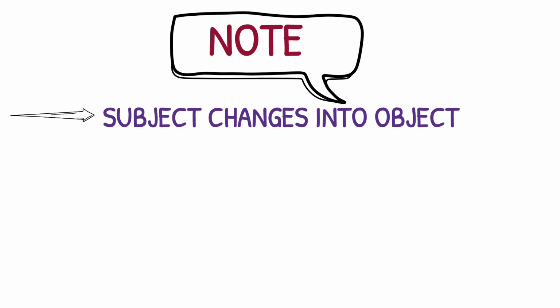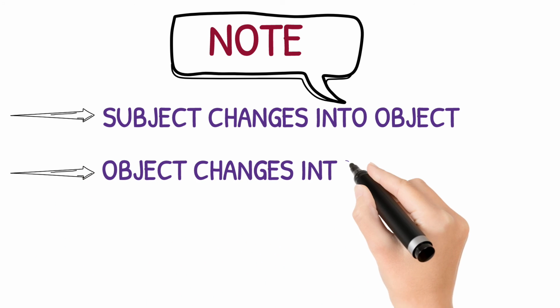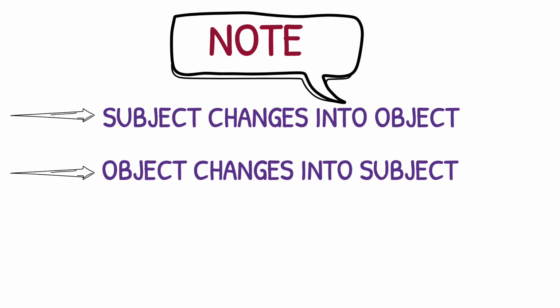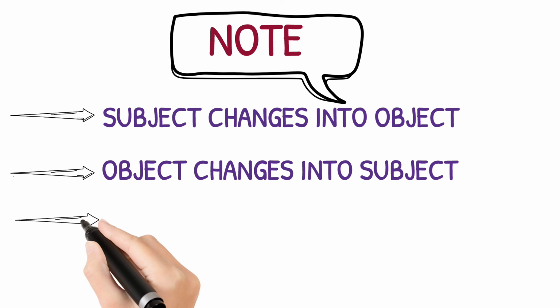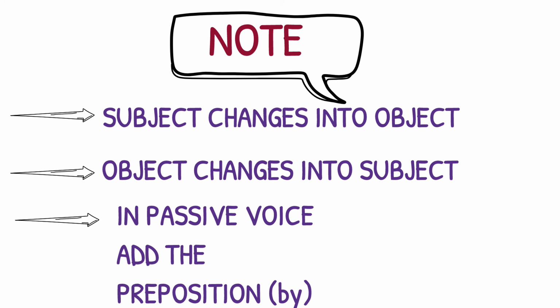Okay, now we will go with the next one. Okay, this is also a very important point. Object changes into subject. First one is subject changes into object, object changes into subject while converting active to passive. Okay, the third one is in passive voice, add the preposition by.